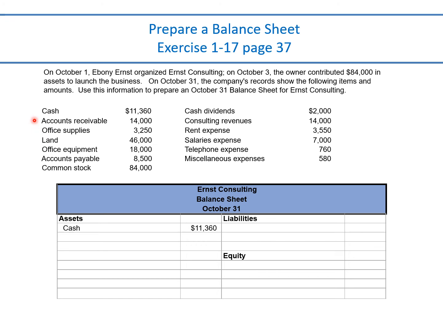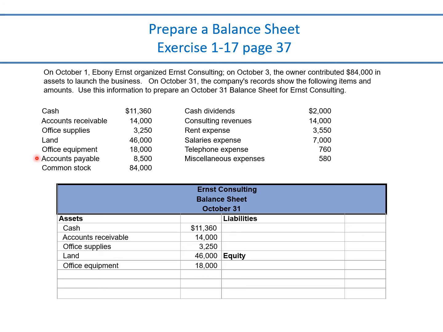Accounts receivable is also an asset account and belongs on the left-hand side of our balance sheet. So we'll bring down the accounts receivable, $14,000. Office supplies is an asset account, also belongs on our balance sheet. So we'll bring that one down to the left side as well. Same thing with land and office equipment. Those are both asset accounts.